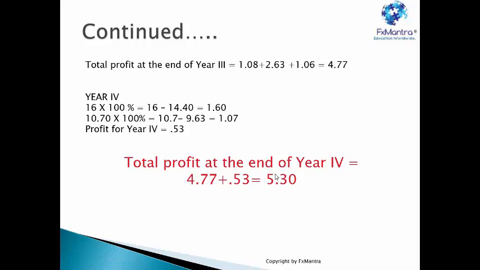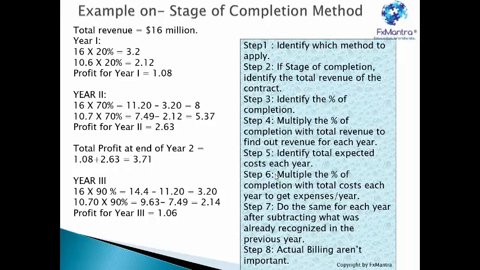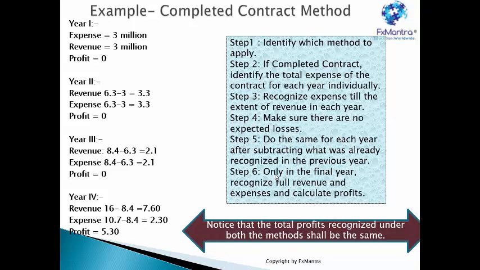So this was how we calculate the numerical accounting for the stage of completion method. These steps would help you to understand how to do the accounting. Now we move down to the completed contract method. In the completed contract method, the logic is a bit different.